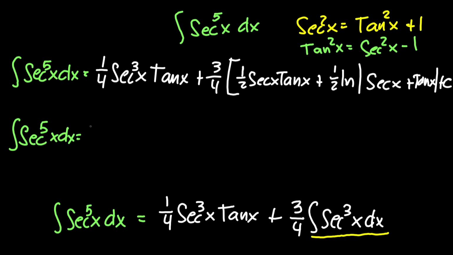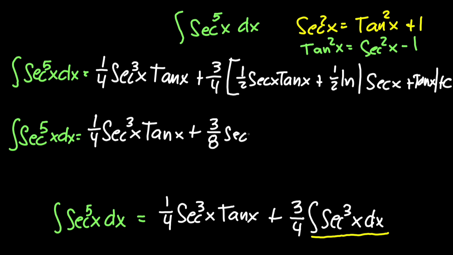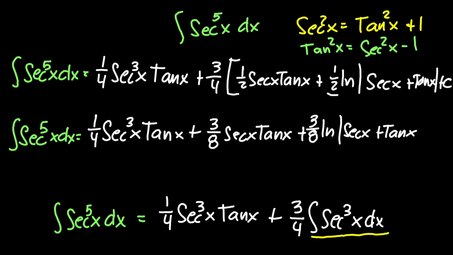would be equal to 1/4 secant³ of x tangent of x plus 3/4 multiplied by 1/2 is equal to 3/8 sec x tangent of x. 1/2 multiplied by 3/4 is also 3/8, the natural log of the absolute value of sec x plus tangent of x, plus the constant of integration.